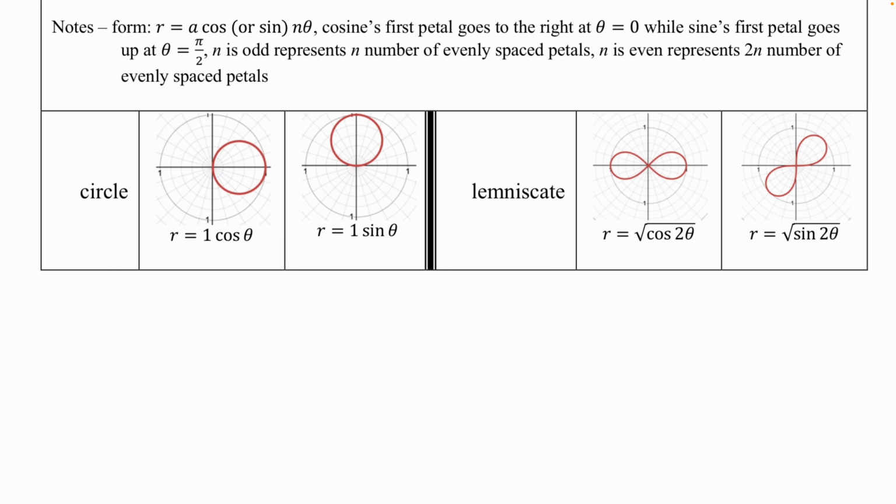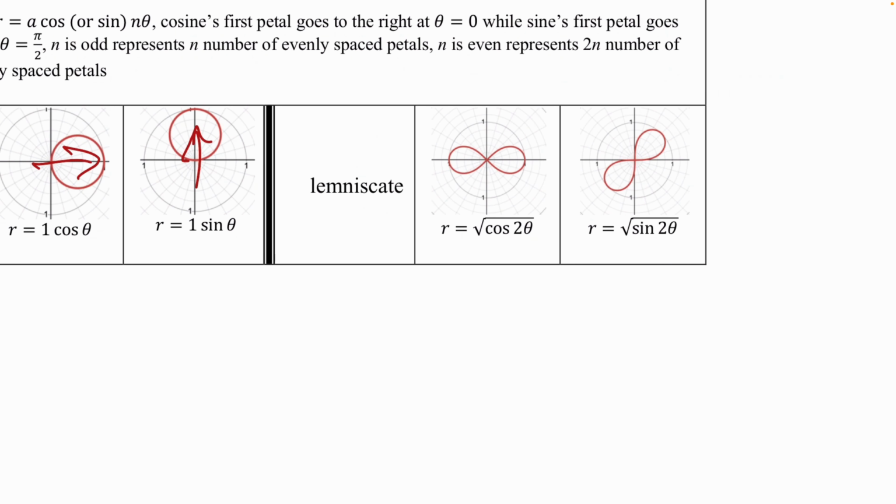All right, there are circles at the bottom. I alluded to those a moment ago when we looked at the limacons. But basically, 1 cosine, 1 sine, that number in front will make the circle bigger. Notice that, like before, cosine goes to the right and left. Sine generally goes up and down.